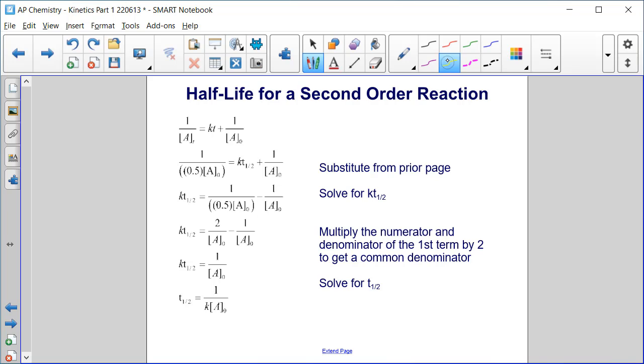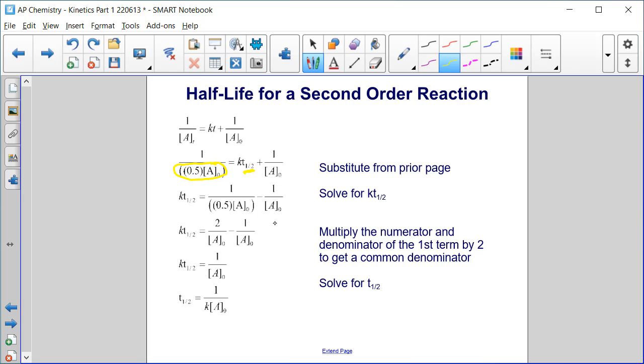All right, so let's make those substitutions. So here's our integrated rate law for a second order process. For concentration with respect to time, we are concerned with when the concentration is half, right? Half the original concentration. And that happens at what is known as the half-life. So we've substituted. Now we're going to solve for kt. I need to subtract 1 over the initial concentration, so kt1/2 is equal to 1 over 0.5 times the initial concentration minus 1 over the initial concentration.